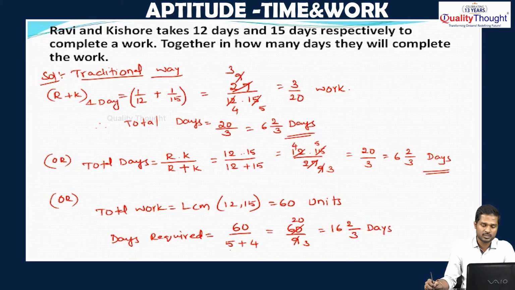So here how did we get this 5 and 4? See, the days taken by Kishore is 12. So 12 days he will complete, but the total amount of work is 60 units. So 12 you should multiply with 5 to get 60, and the other person takes 15 days to complete the work. So 15 4s are 60. So to get the total amount of work, multiply 15 with 4. So 60 by 5 plus 4, that is 20 by 3, which is 6 2 by 3 days they both will take together to complete the work. There are various methods we can use to complete the work, so we can use any method.